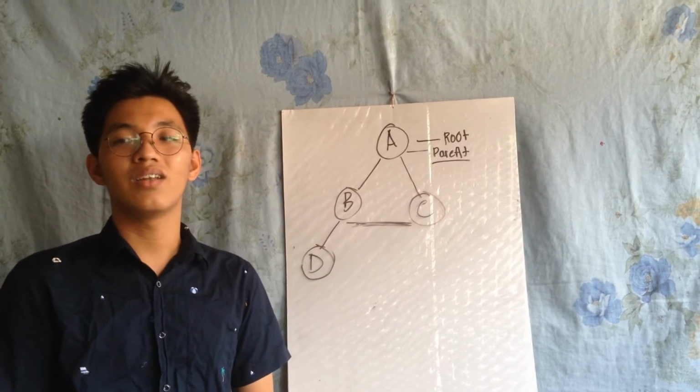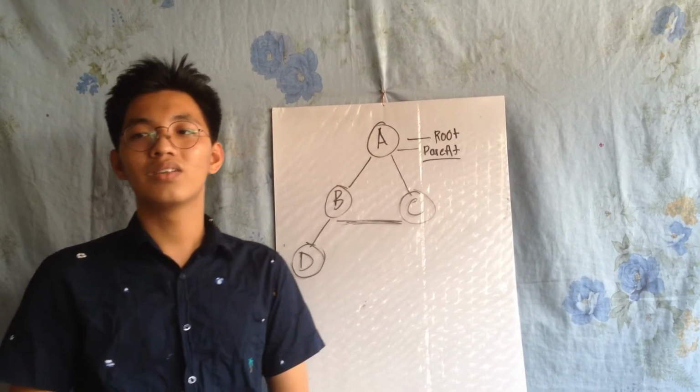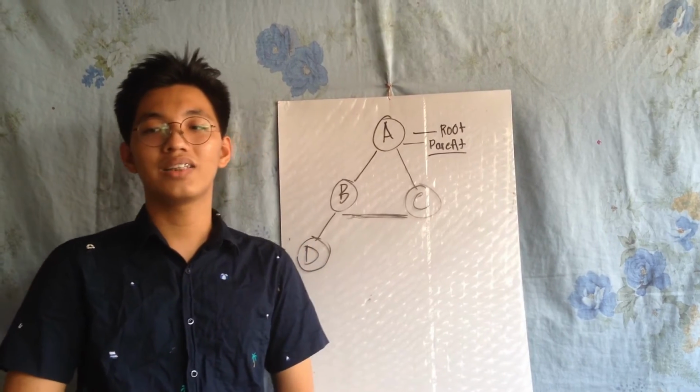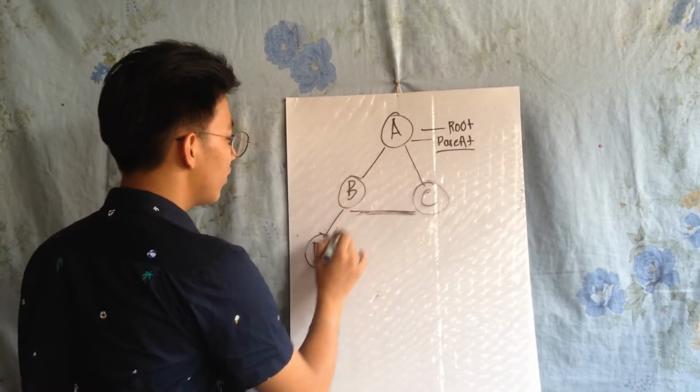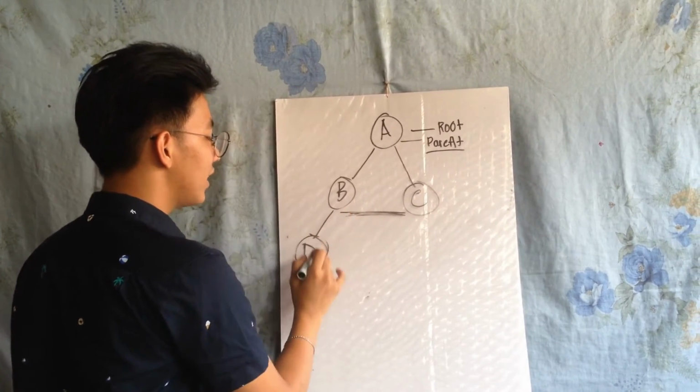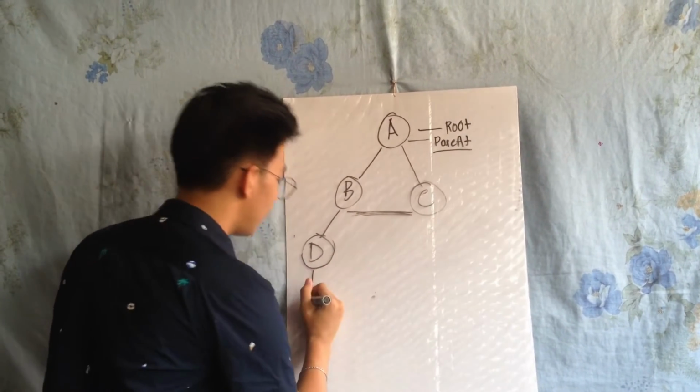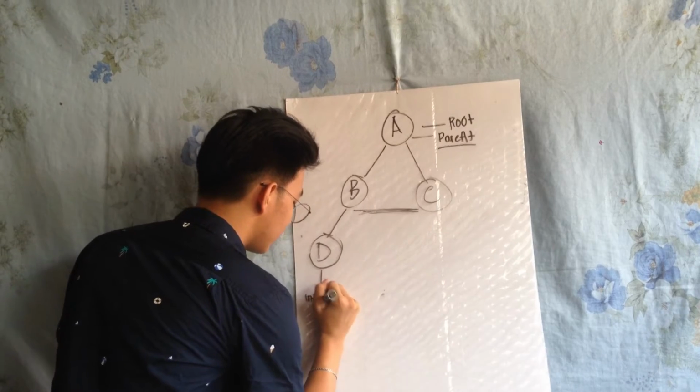Then next is internal nodes. Internal nodes, the node which has at least one child is called the internal node. So, one child. So, sa binary tree, ito lang yung ano. So, letter B, may anak siya na letter D. So, ito lang yung matatawag na natin na internal nodes.